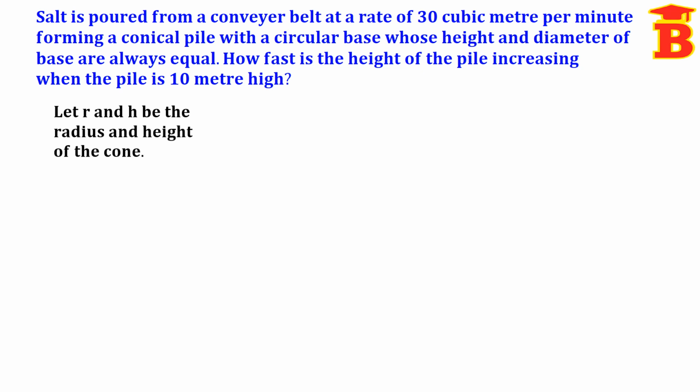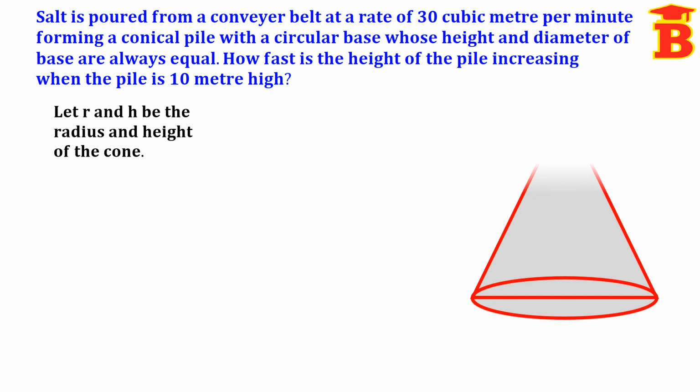Salt is poured from a conveyor belt. So when the salt is poured, we get a cone shape like this. So this is a conical pile. Take the height H and radius R. Here the given rate is 30 cubic meter per minute. So dV by dt is given equal to 30.